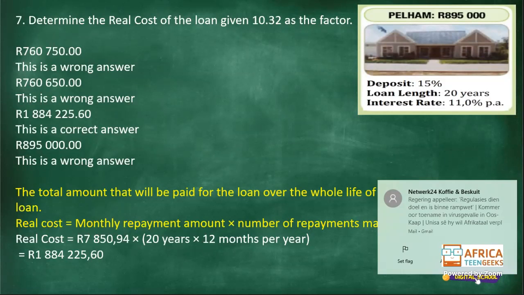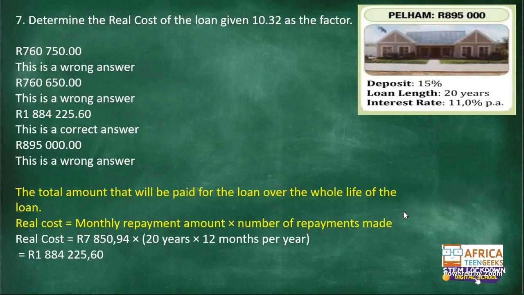So you are going to calculate the real cost as follows. You will multiply the monthly value, which we have calculated, by 20 years. And remember, every year consists of 12 months. So that will be 20 times 12 months, which will give you 240. So there will be 240 months in 20 years, meaning that you'll have to make 240 installments or monthly repayments.